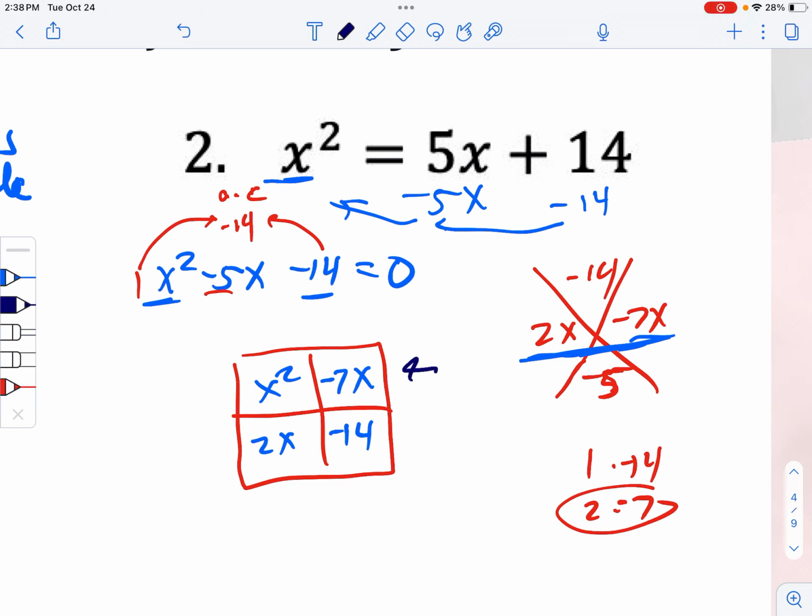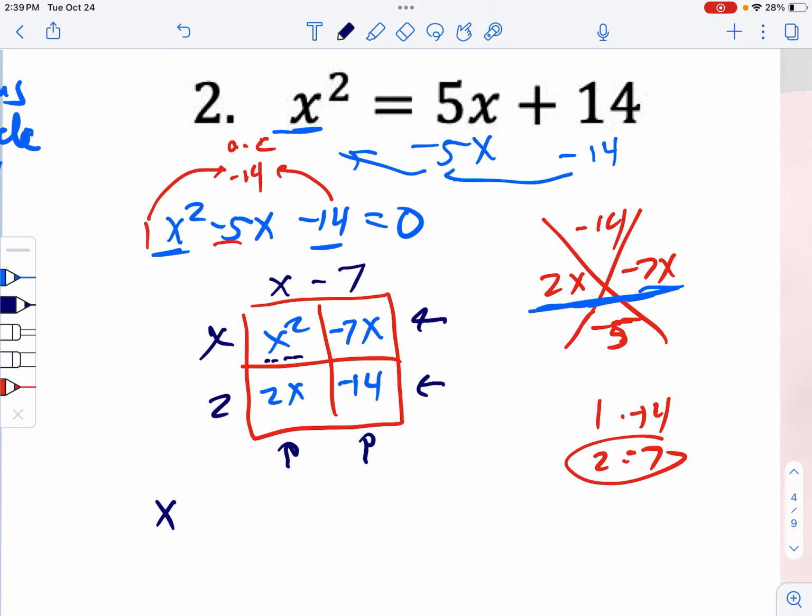Okay, top row, looks like x squared and negative 7x, I can take an x out of both of those, greatest common factor. Down here, 2 and 14 are both divisible by 2. So my first factor looks like it's going to be x plus 2. Going up and down now, the x squared and 2x, x times x gives me the x squared, so that's working out. Both negative, and they're both divisible by 7. I'll go minus 7. So factoring this, I get x plus 2 and x minus 7, and that equals 0.